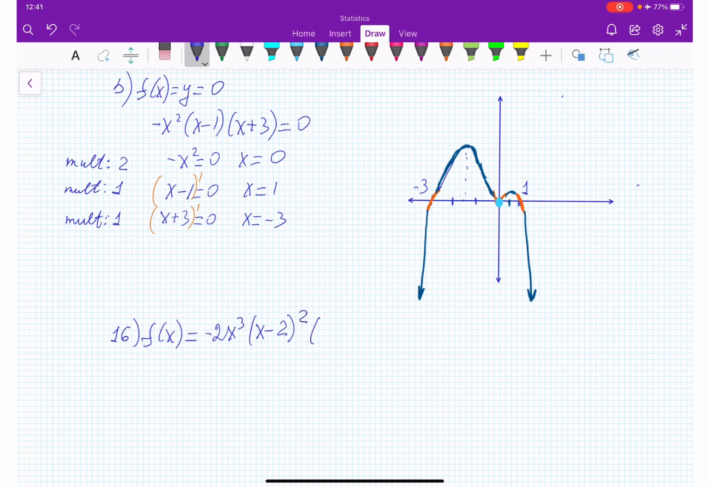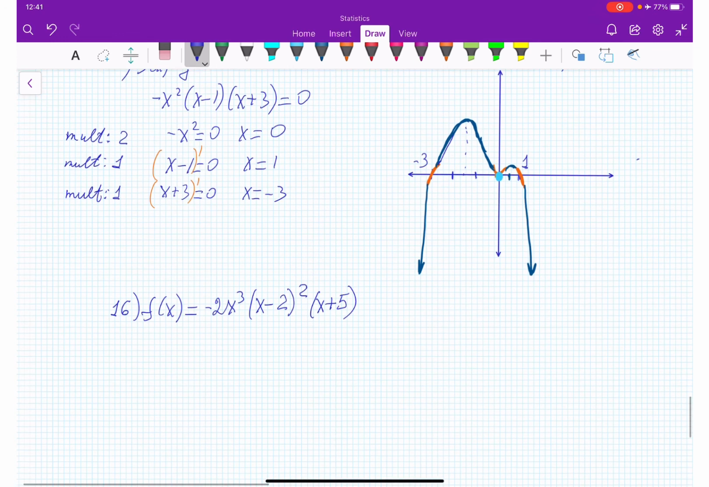x plus 5. All right, so let's see, how much is my n, how much is my a? A is negative 2. The n, we need to count it. We have 3 here, plus 2 here, plus 1, that's 6.